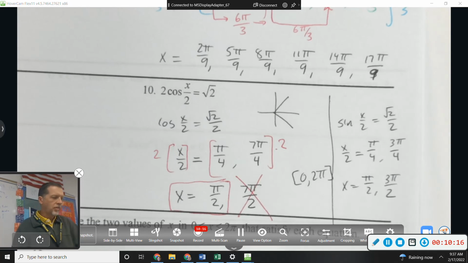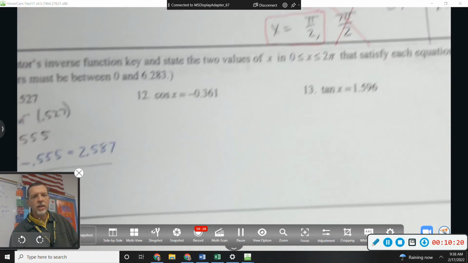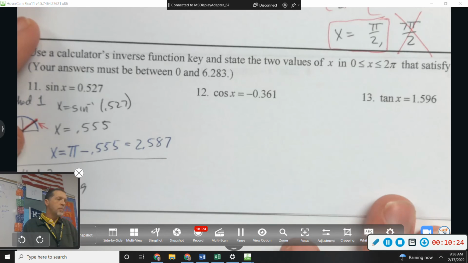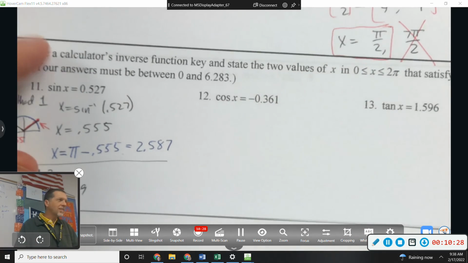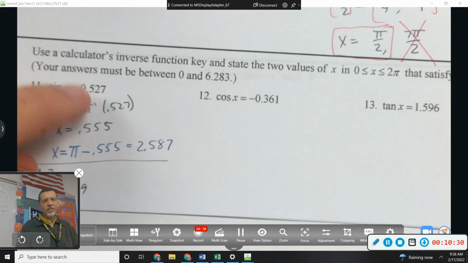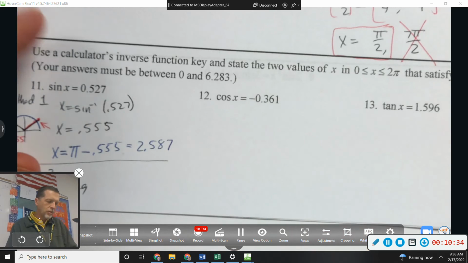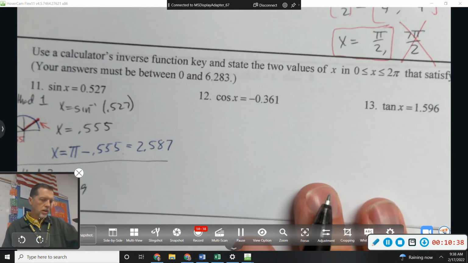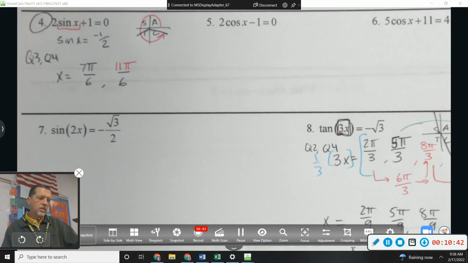That's kind of it for that worksheet, because 11, 12, and 13 are basically review from the first day. Just remembering, hey, put in the calculator, don't forget to do the second calc intersect, first graph, second graph, guess. That's what 11, 12, 13 are. Anything else on that worksheet?